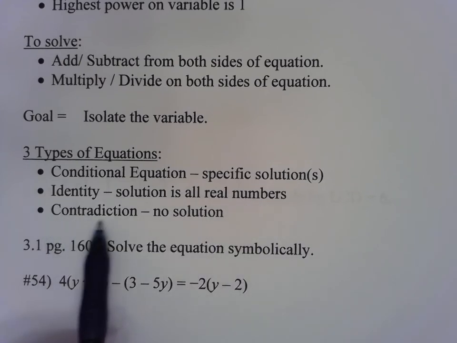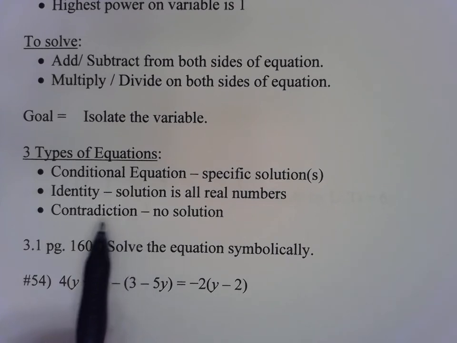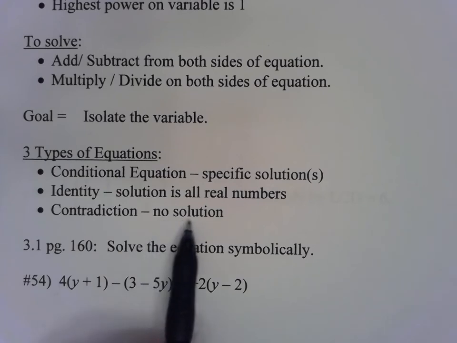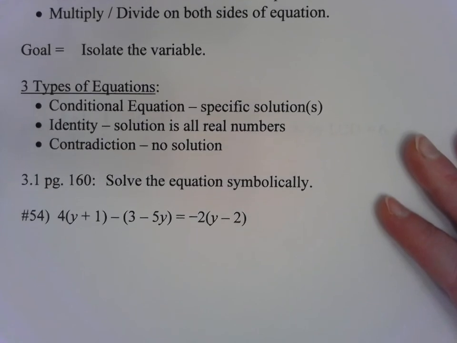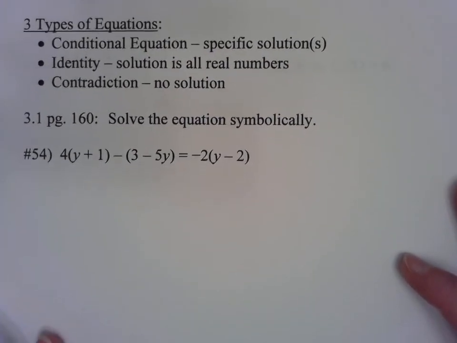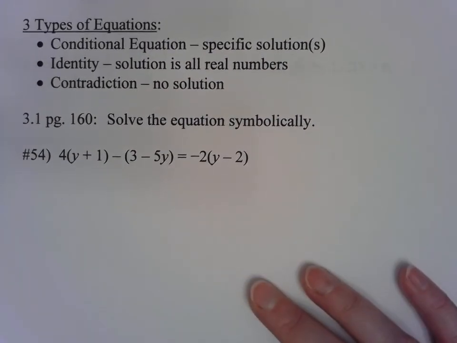The last option is what's called a contradiction, and this means that no matter what number we put in for the variable, we're never going to get the two sides of the equation to be equal, and so there is no solution, no number that works for both. All the examples I'm going to give you today are conditional equations because that is what we're going to work on in our class. So here's an example.